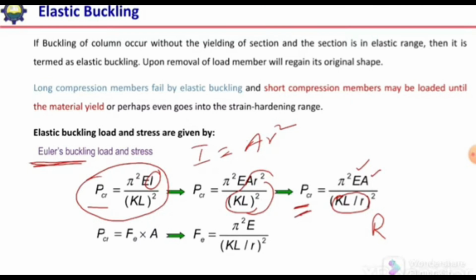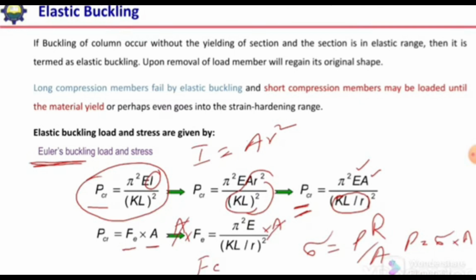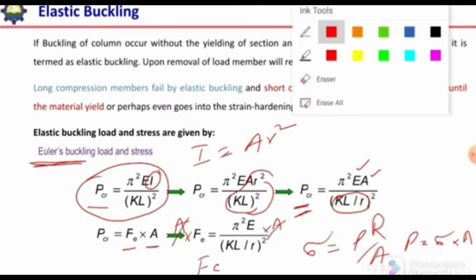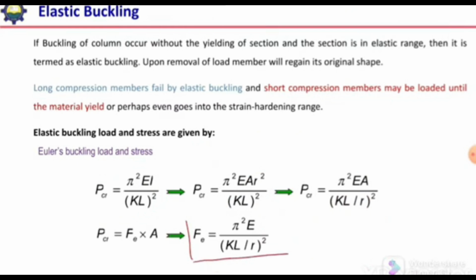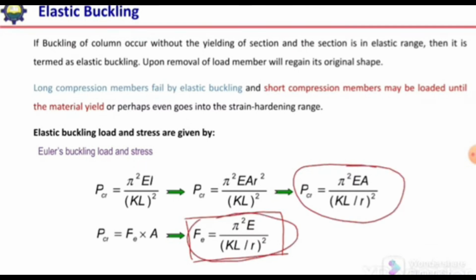If we want to convert this critical buckling load into elastic stress, we can write sigma is equal to P over A, or P is equal to sigma times A. So P is equal to stress Fe times A. We can substitute this for Pcr, so here we will have Fe times A on one side and A on the other. A will be cancelled out on both sides, so we are left with Fe is equal to pi square E over (KL over r) square. From this equation we can get the elastic buckling stress. So this is the critical buckling load and this is the corresponding stress value.